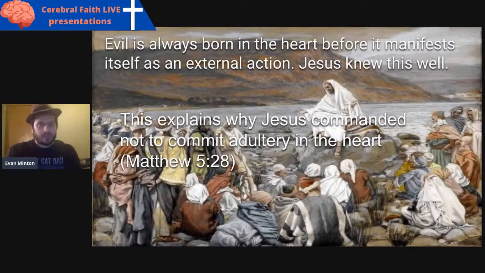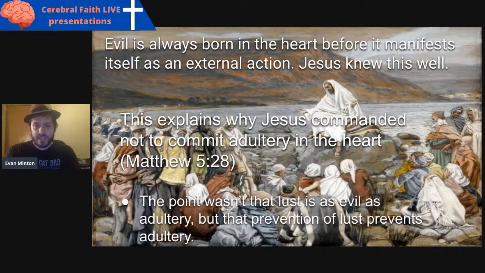So, looks like I got ahead of myself. This explains why Jesus commanded not to commit adultery in the heart, Matthew 5:28. The point wasn't that lust is as evil as adultery. I know some preachers say that, some lay people say that. I used to think that. I used to think, he's saying if you've looked at a woman with lust in your heart, you've committed adultery in your heart, so they're on the same level of immorality.